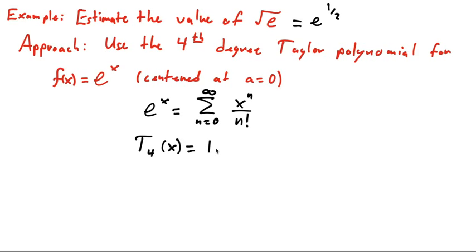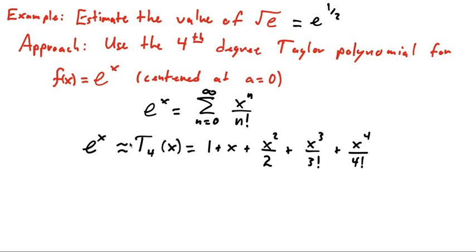So this would be the polynomial 1 plus x to the first divided by 1 factorial, plus x squared divided by 2 factorial, plus x cubed divided by 3 factorial, and then finally x to the 4th divided by 4 factorial. This is the 4th degree Taylor polynomial for the function e to the x centered at 0. This is an approximation for e to the x.